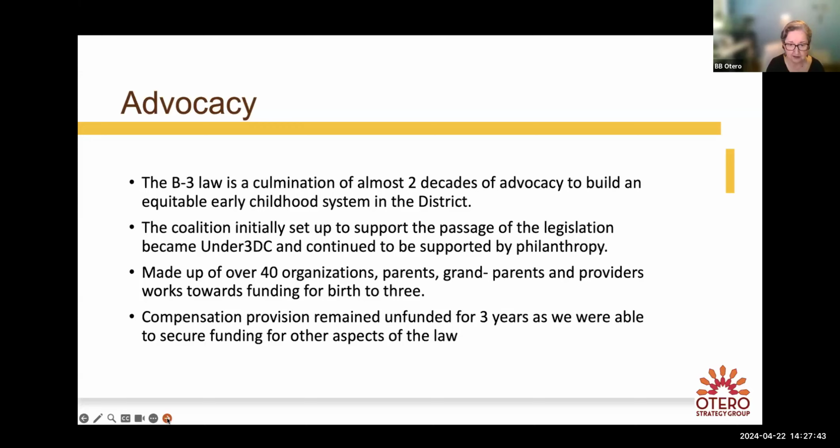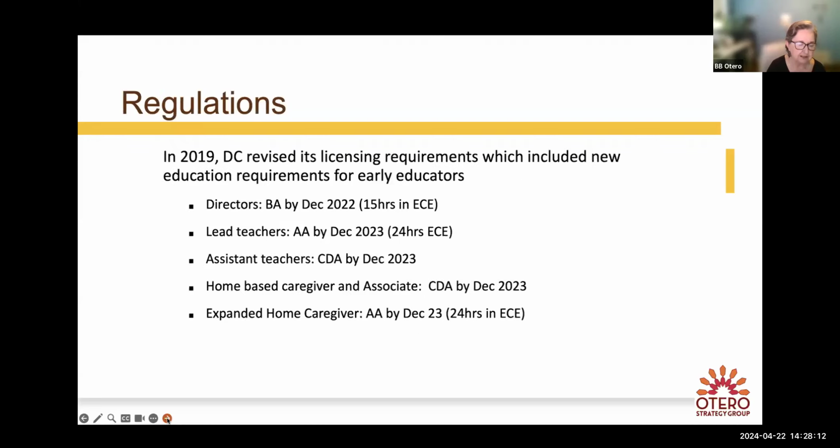Okay, so we passed the legislation in 2018. It took us 3 years to get the funding for that legislation, or for at least the compensation part of the legislation, to actually go into effect. So if there's any lesson here, it takes a long time. It takes a lot of organizing. I am an organizer at heart, so I believe in organizing and having really strong advocacy that moves the agenda forward.